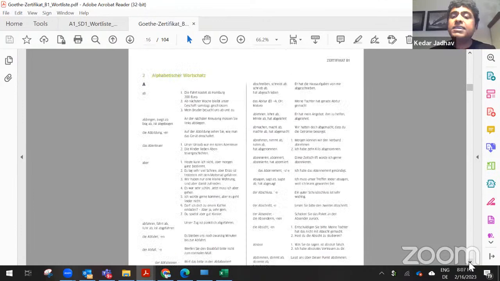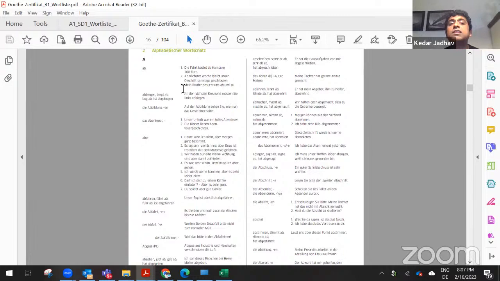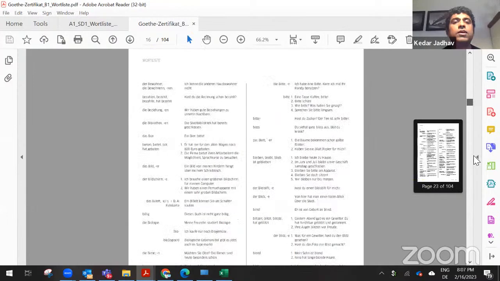And then from page number 16, the actual vocabulary starts. There are about 80 to 90 pages. If I'm not wrong, it's about 90 pages, about 25 words in each. So round about 2,500 words. Understood? Now, luckily, pehle 2,500 words dekhoge to ekdam tension aayega.